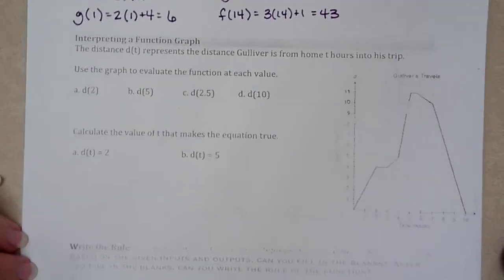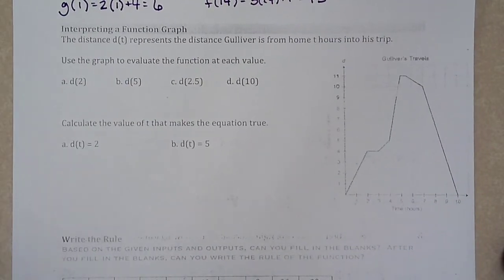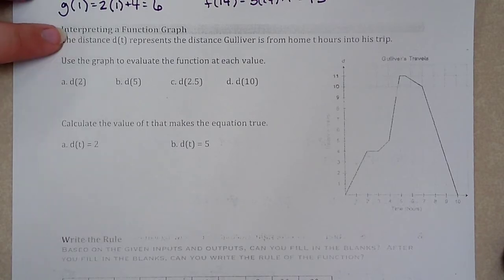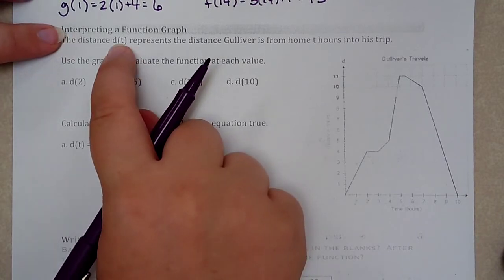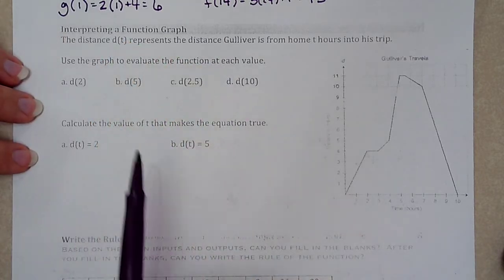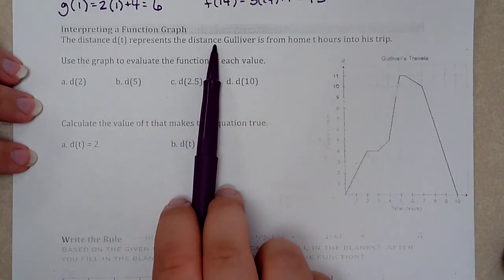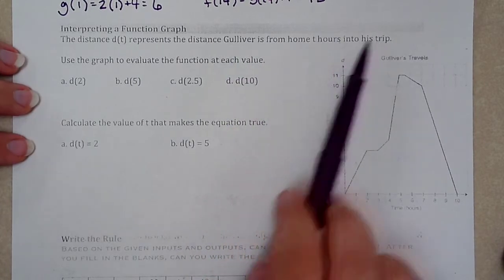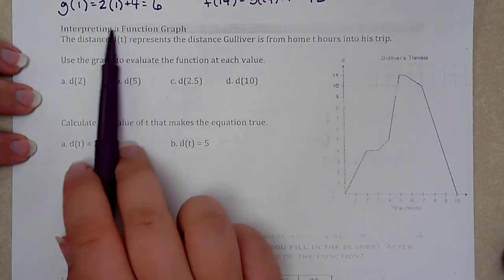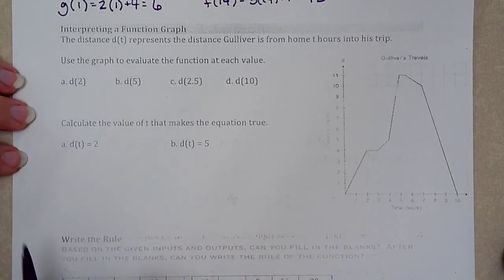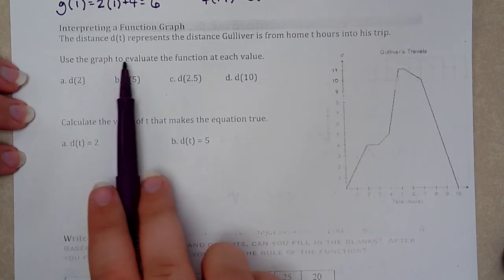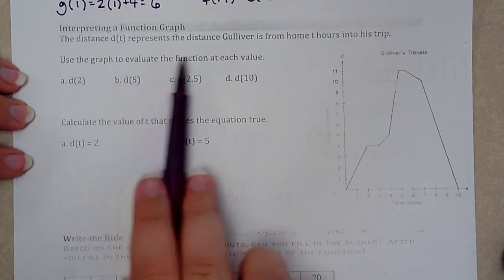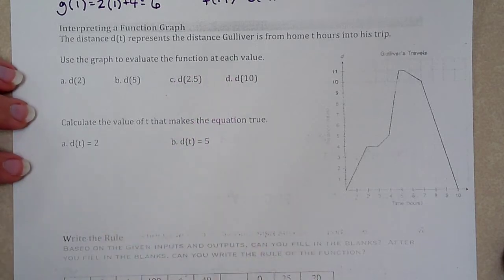All right, last up is interpreting a function graph. This is one of my favorite parts, but I know it can be tricky, so just follow along. The distance d of t, notice we don't always have to use f or g or x, represents the distance d Gulliver is from home t hours into his trip. So each of those letters represent something. Keep that in mind. Use the graph to evaluate the function at each value.